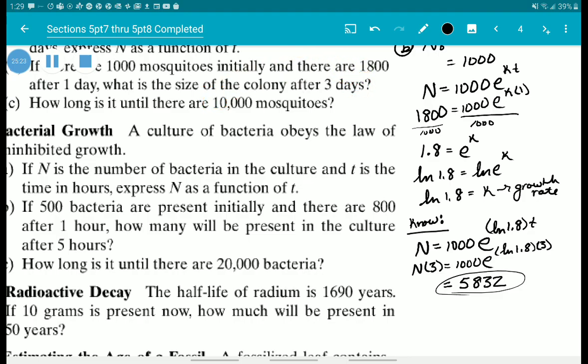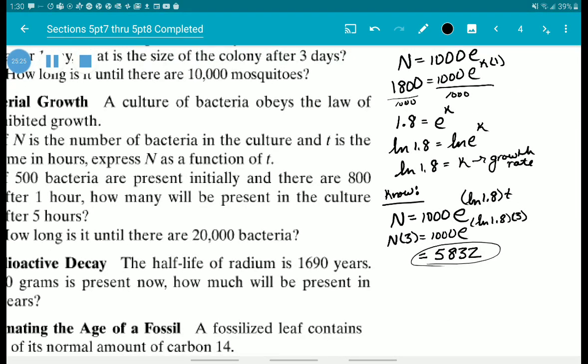Now let's look at C. They're asking how long. So we're looking for time here. How long until we have 10,000 mosquitoes? So we're going to use this model, and that 10,000 is going in for N. Our first step is to divide both sides by 1,000. That's going to give us a 10.